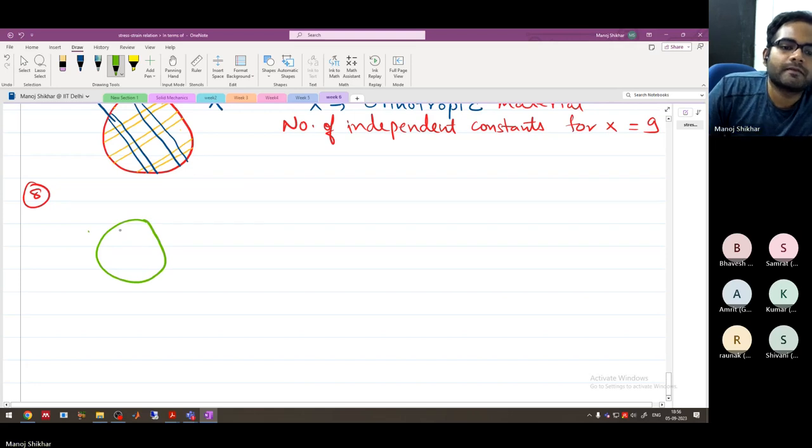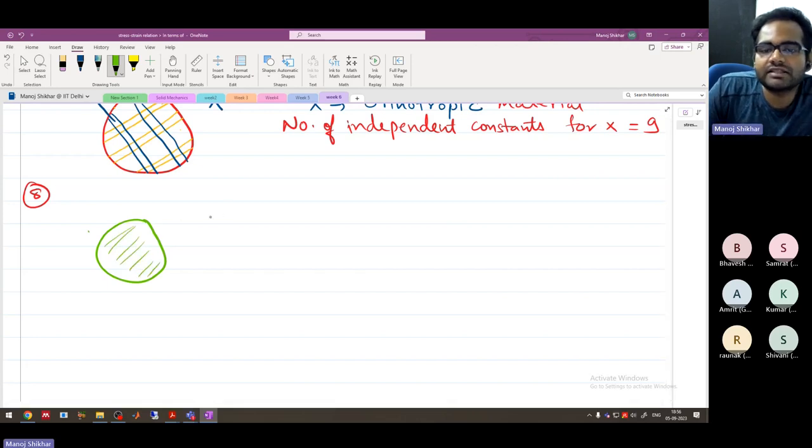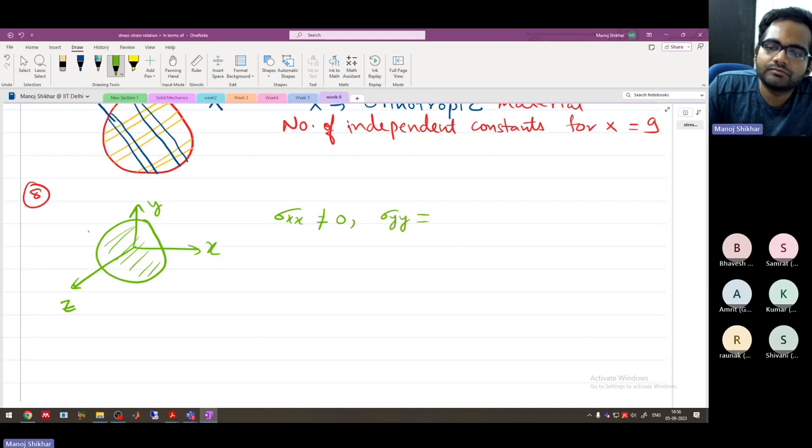Suppose we have a very thin plate. We can assume that we have a plane stress condition. In this case, they have given the plane as XY, and the third direction as Z, which is out of plane. So sigma XX will be non-zero, sigma YY will be non-zero, and sigma YX or sigma XY will be non-zero. Now which stresses will be zero? Sigma ZZ, sigma XZ. Any stress which has a Z will be zero.